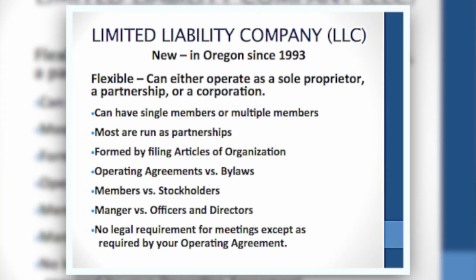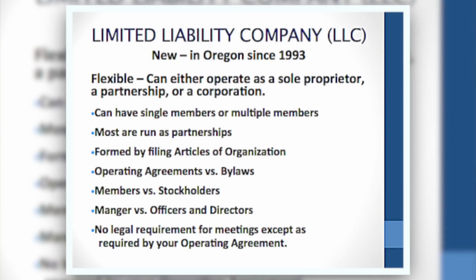They're created by filing articles of organization that are somewhat similar to articles of incorporation for corporations. And rather than bylaws, they'll have an operating agreement most often, especially if they're being run as a partnership. The operating agreement is really the governing document of the company, and oftentimes looks a lot like a partnership agreement would look. Rather than stockholders, it has members. And rather than officers and directors, it will have managers. There's no legal requirement for meetings in an LLC unless the operating agreement requires that a meeting be held. And so they can be organized in a very flexible manner.